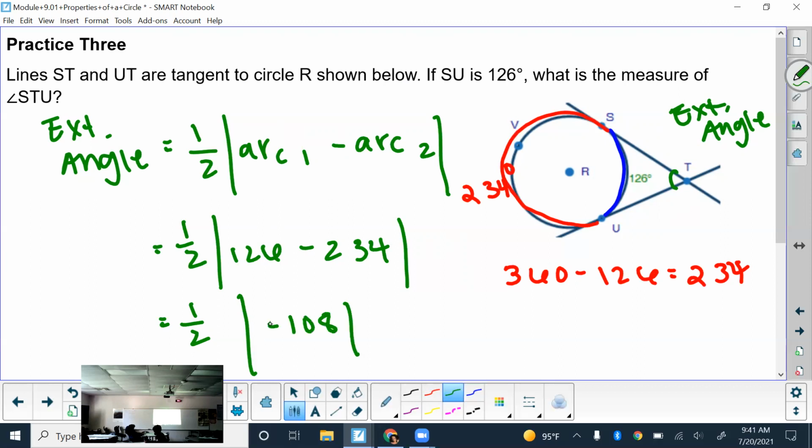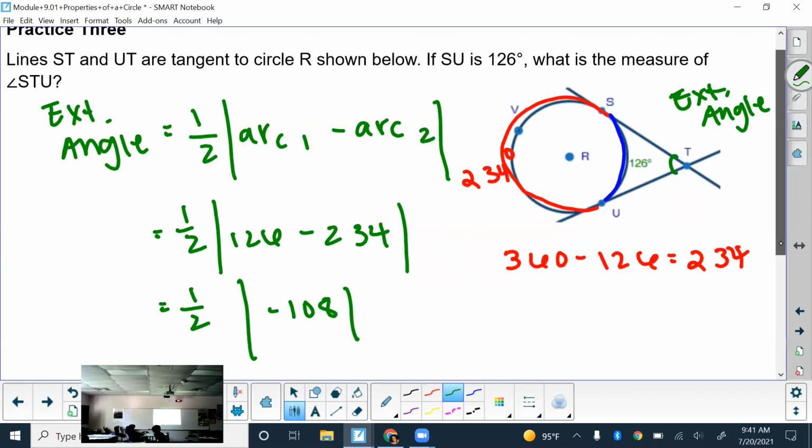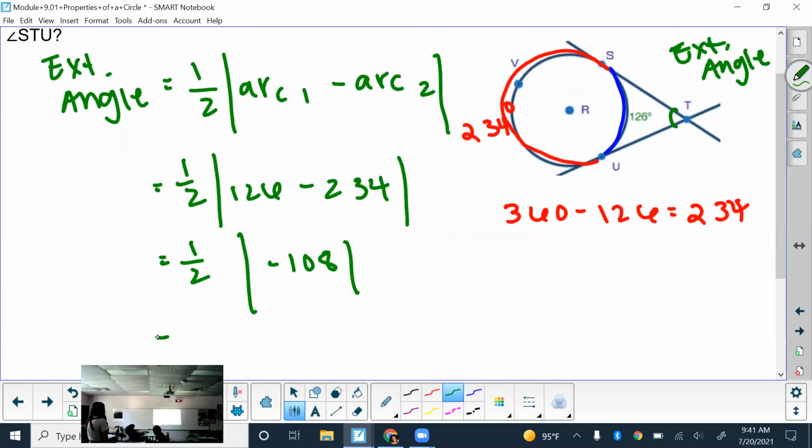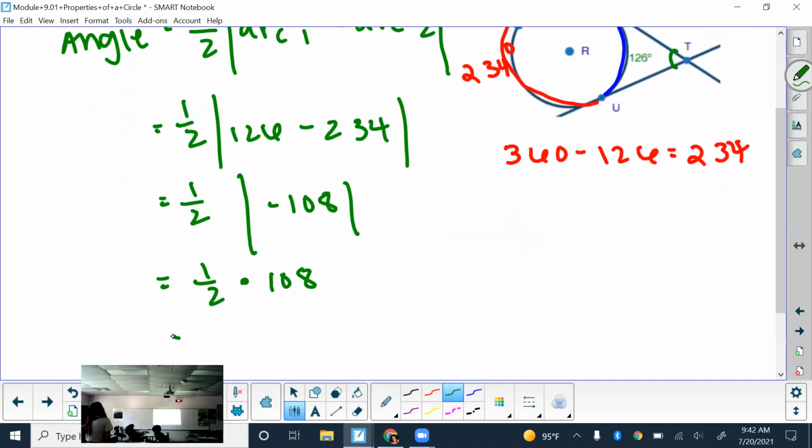So the way I have it on the board, I got a negative, which is fine, because what's the absolute value of negative 108? Positive 108. All right, negative 108 is 108 spaces away from 0. So that's the absolute value. Basically makes anything positive. And then half of 108 is 54. Good. Any questions?